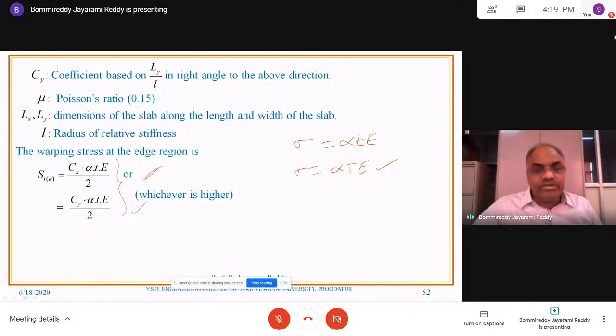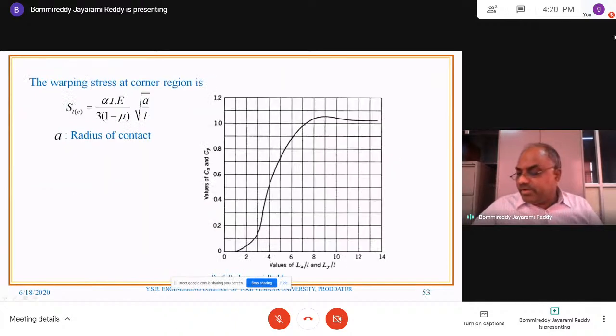Remember this equation, it's not a difficult one because half of the slab will be effective. So if you consider in this particular direction, only half is effective. So coefficient multiplied by half alpha TE by 2. One is multiplied with Cx, another one is multiplied with Cy. And this is the graph showing the values of Cx and also Cy. So sometimes the question may be given Lx by L, Ly by L, the ratio, basing on that, from this particular graph, you can find out what is Cx, what is Cy.